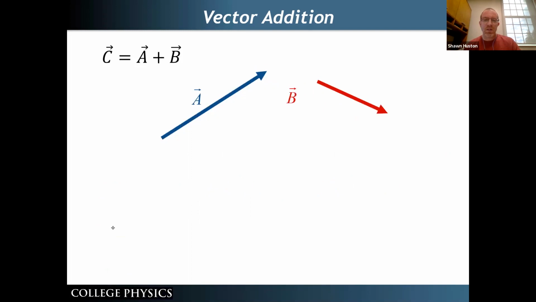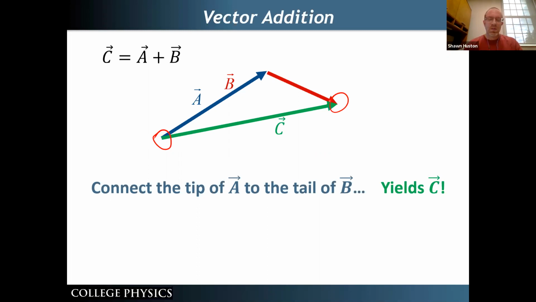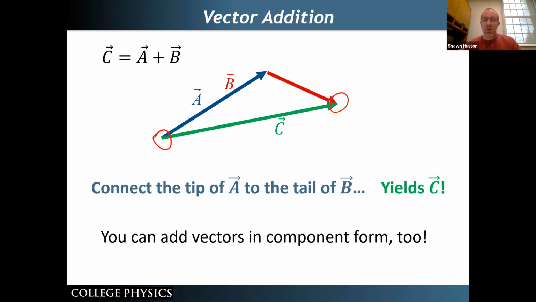So we've done that. Oops. Connected the tail of B to the tip of A, and then if we go from the very start of A to the very end of B there, well, we have vector C. All right. So what we've seen here is a graphical addition.